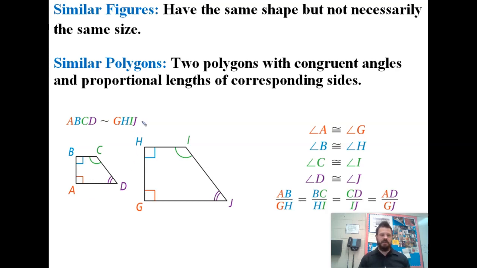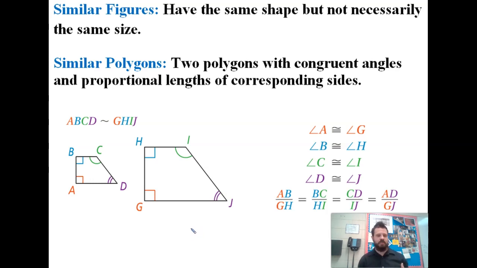Up above is a similarity statement. We could say that ABCD, this squiggly line will mean is similar to, GHIJ. What that means is that the angles are congruent. All my corresponding angles will have the same measure. So for example, angles A and G, which correspond, are both 90. They're congruent. Same thing with all the other sets. B is congruent to H, C is congruent to I, D is congruent to J. So the angles are congruent.